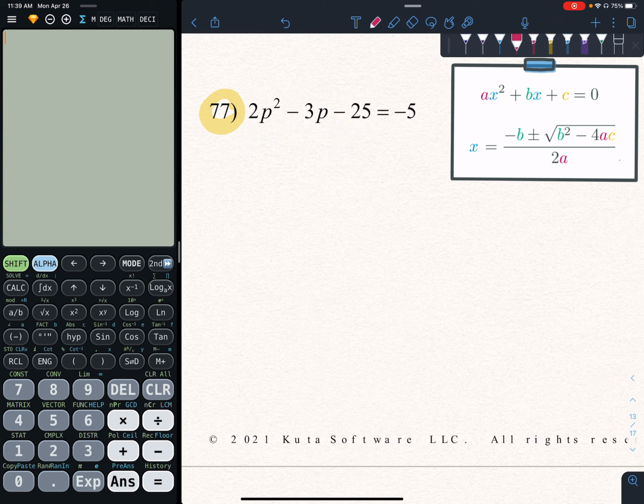We have a negative 5 on this side, and that's not okay. We can't leave that right-hand side with a number. We need to move it over. So before I can do anything here, I actually have to add 5 on both sides. So we have 2p squared minus 3p minus 20 equals 0. So now that we have that equals 0, we can actually go in and start our quadratic formula. So a is 2, b is negative 3, and c is negative 20.